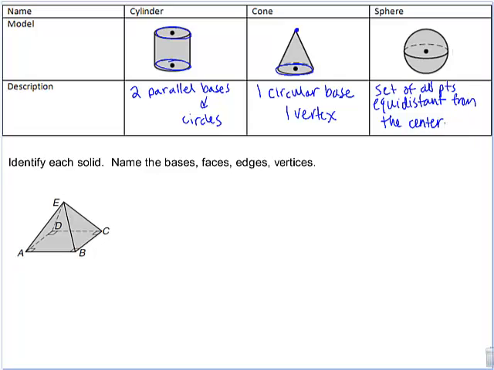So what we first have to do is decide what it's called. Here we see that we are meeting up at one vertex point. So that tells us that we have a pyramid. So we have to look at the type of base we have. We see 4 right angles. We do not see anything that indicates it is a square, though. So we are going to call this a rectangular pyramid.